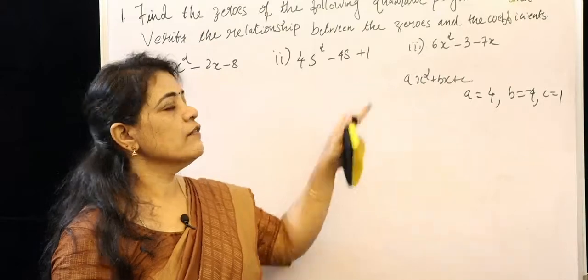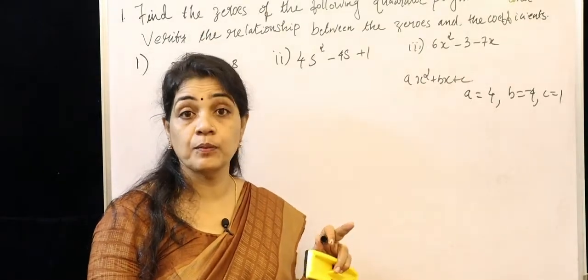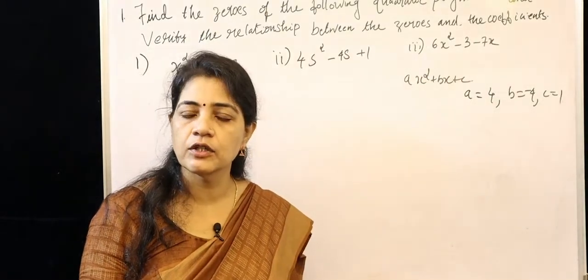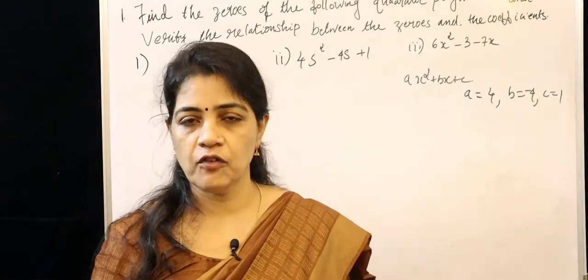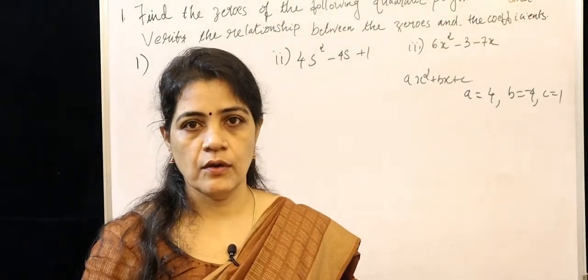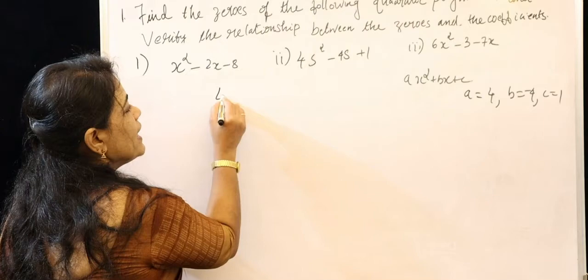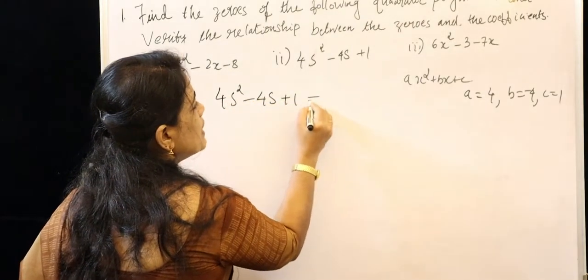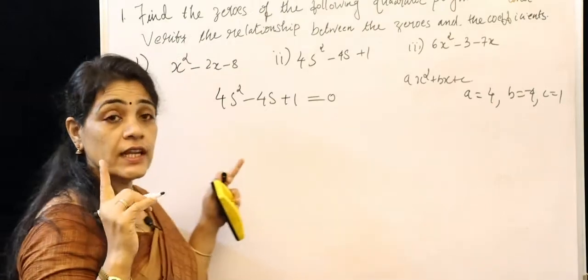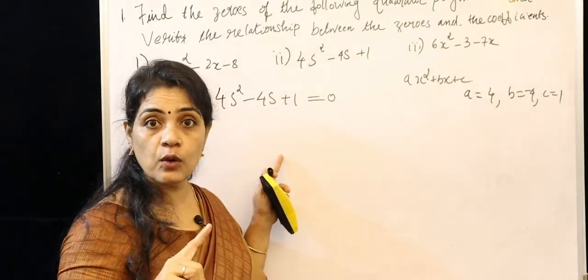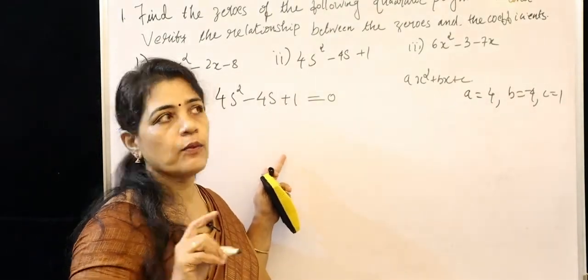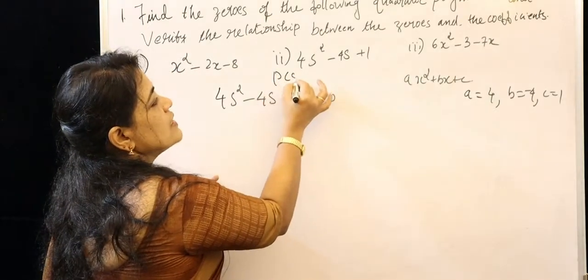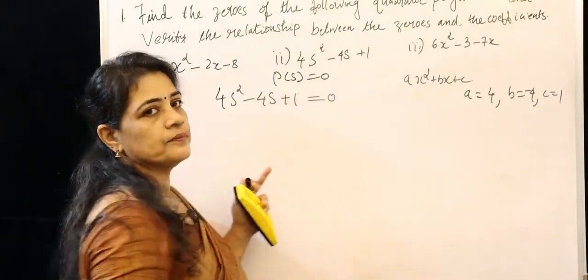Since the given polynomial in s, that is p of s, can be equated to 0 in order to get alpha and beta, that is zeros, 4s square minus 4s plus 1 can be equated to 0. This is very important. For zeros, you can equate the given polynomial p of s equal to 0.